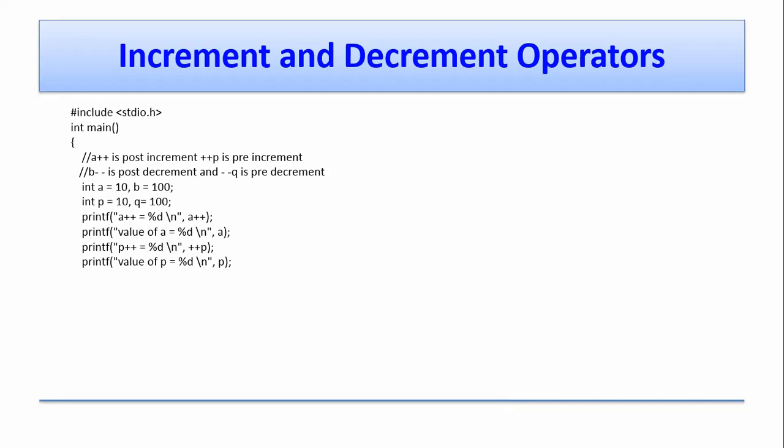Did you understand it? Yes, sir. So if it is done after the variable, we call that post increment. If it is done before the variable, then we call that pre-increment. Did you understand it? Yes, sir. Then what is the output of the first print operation? The second print operation, third one, fourth one.